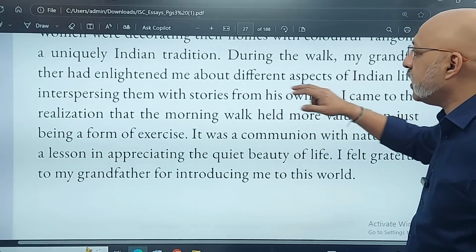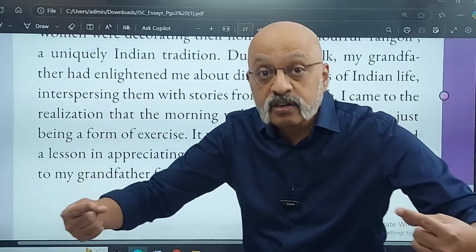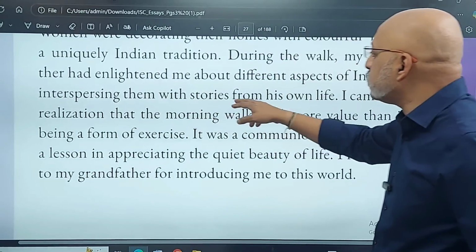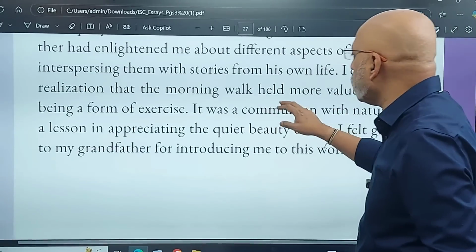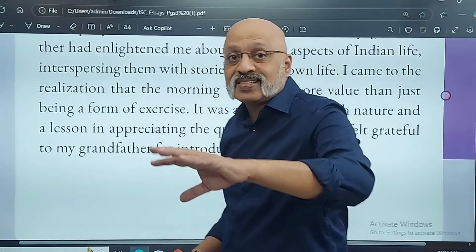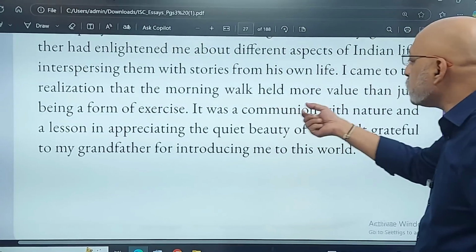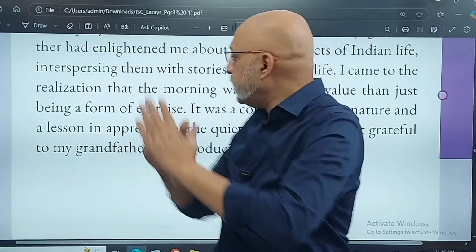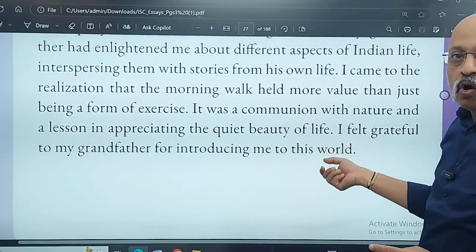During the walk, my grandfather had enlightened me. It shows that the two of them were constantly interacting with each other about different aspects of Indian life, interspersing them with stories from his own life. I came to the realization that the morning walk held more value than just being a form of exercise. It's not just exercise. What is it? Now, read the last line carefully. It was a communion with nature. You are kind of getting in touch with nature, and a lesson in appreciating the quiet beauty of life.